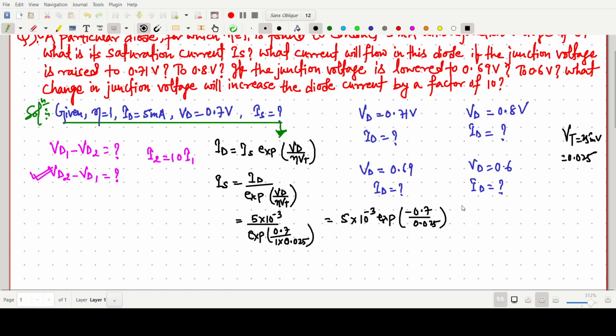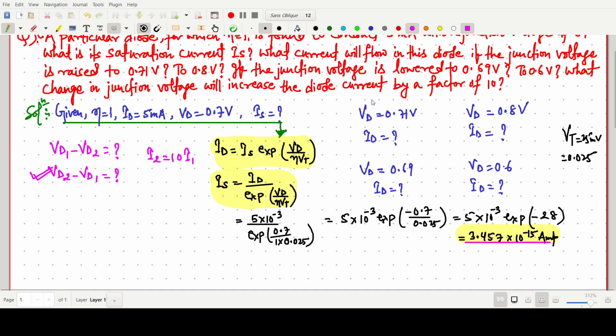0.7 divided by 0.025. Clear? I have already solved it, but I'm writing here exp of minus 0.7 divided by 0.025, it will come nearly minus 28. And if we solve using a calculator, it will come 3.457 into 10 to the power minus 15, or femto ampere we can say. So this one is the saturation current. Basically we start with this ID expression, and after solution the final Is is like this. Clear? This we have already found. Now we can find the value of ID by just taking this Is. So this is the first part.